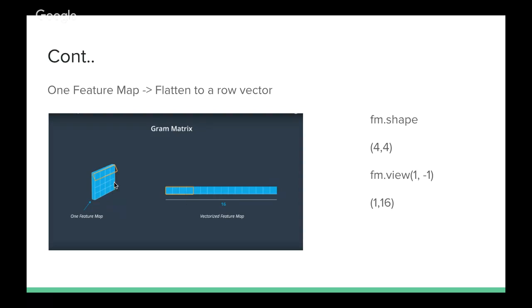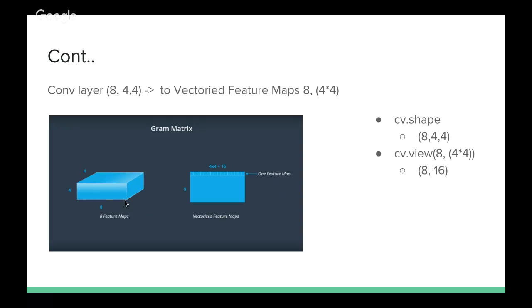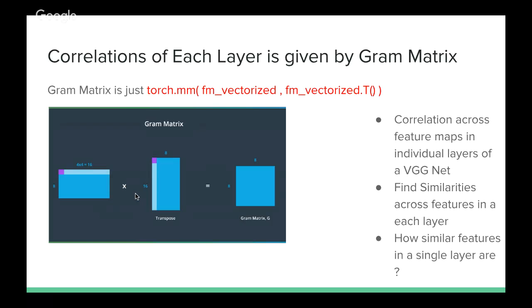For one feature map, you just flatten it. For example, take one feature map in any of the convolution blocks and flatten it like this. Then for a bunch of feature maps, we flatten them like this and do a dot product within the flattened versions, which computes the correlation between each feature map.